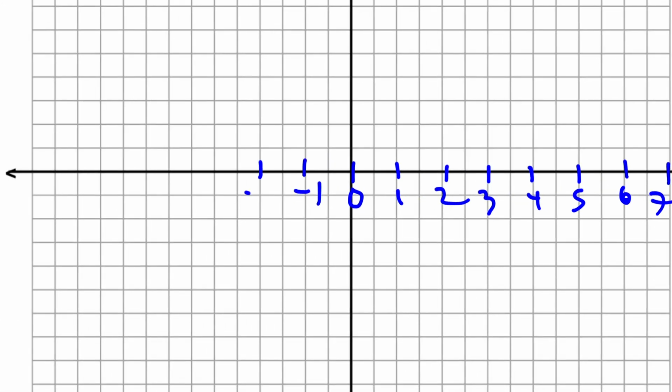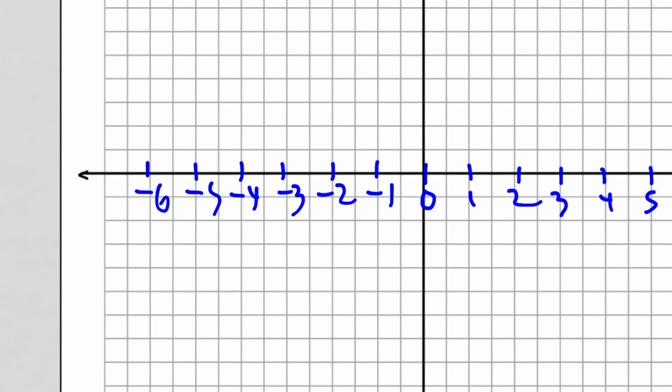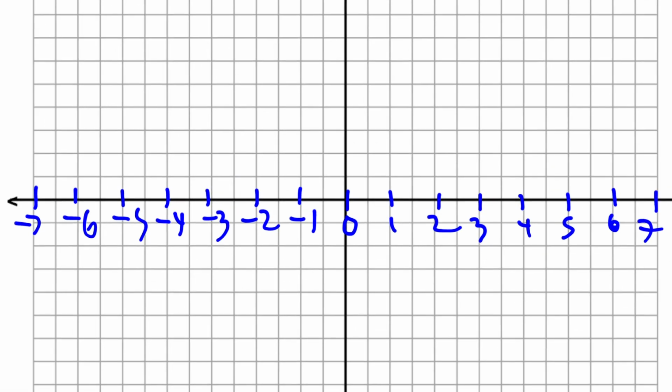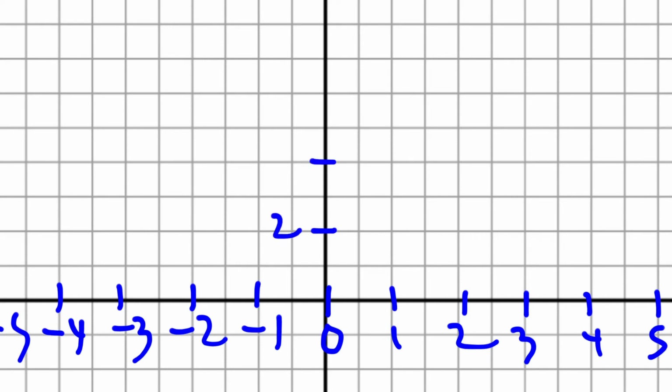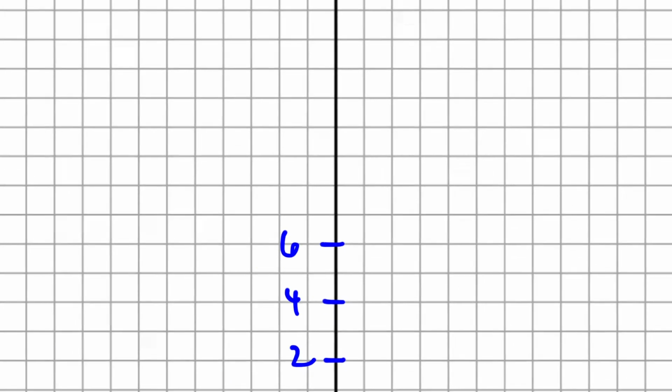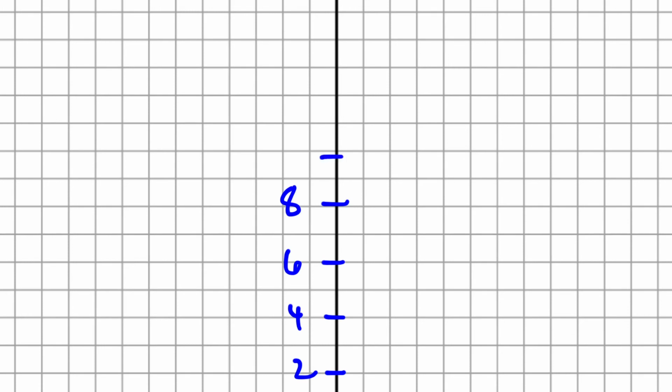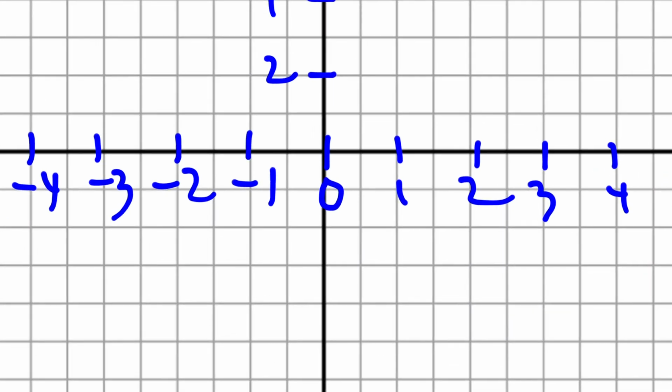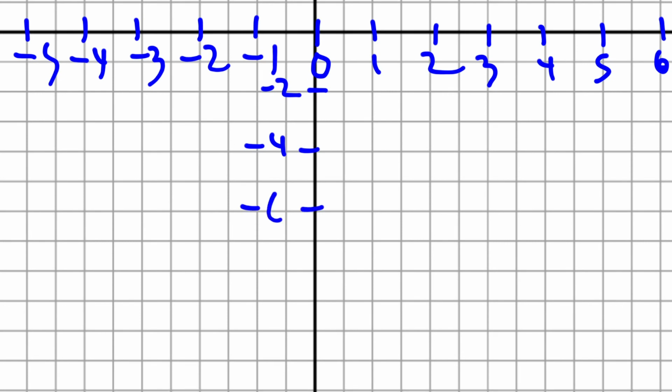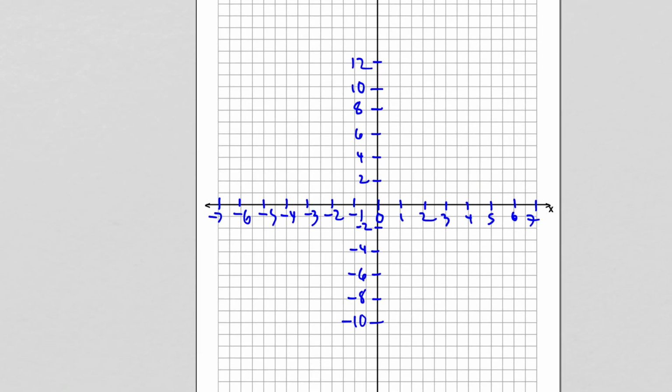And -1, -2, -3, -4, -5, -6, -7. Y values, I think we'll go up by 2s, 2, 4, 6, 8, 10, 12, and -2, -4, -6, -8, -10. So there's your x and y values.